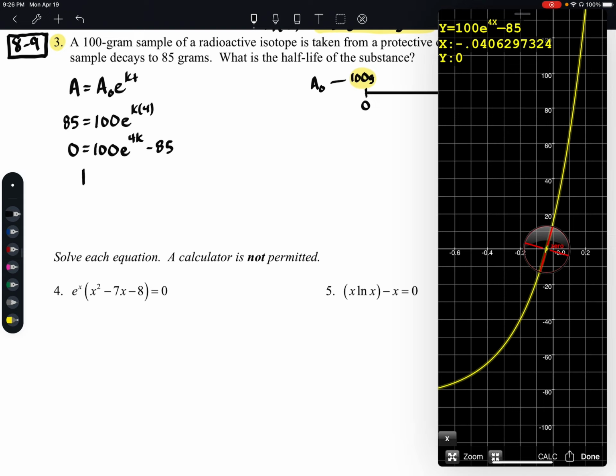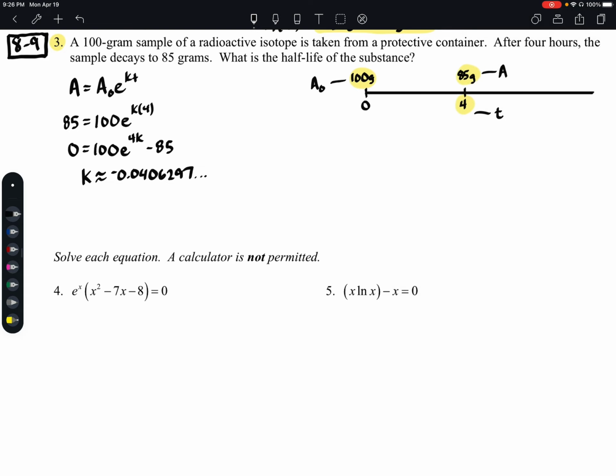Our value of k in this problem should be about negative 0.0406297. I'm going to leave it at that. That should be close enough to get us a fairly accurate answer. So our next step then is going to be to figure out what the half-life is going to be.